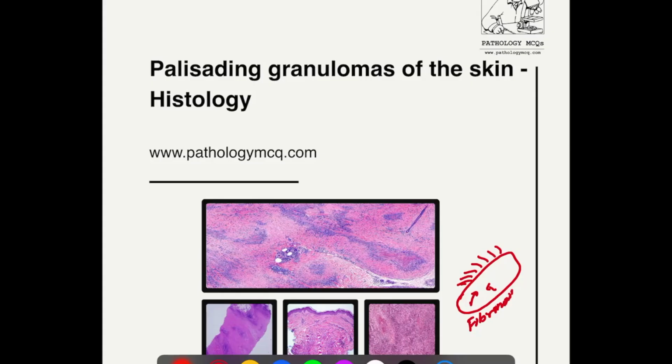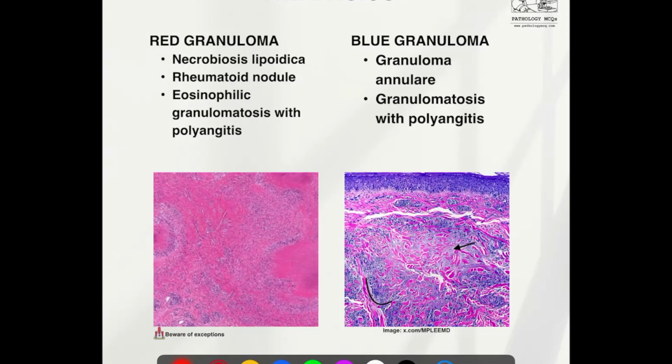There might be presence of tumor cell necrosis as well in conditions such as epithelioid sarcoma, which is a malignant condition, and mucin deposition in a few conditions. Due to the deposition of substances, these granulomas may be red in color when you look at lower power, or bluish in appearance. However, you have to be aware that this is not always a rule and there are always exceptions.